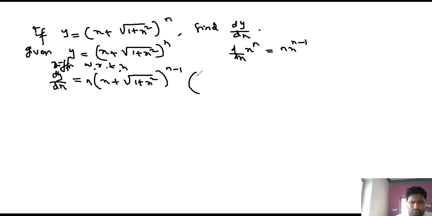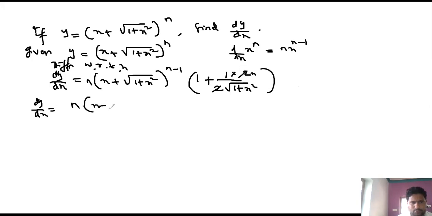The derivative of x is 1, plus, here first a square root function is there, then 1 plus x square. The derivative of the square root function is 1 divided by 2 root x. Now, what is the derivative of 1 plus x square? That is 0 plus 2x, which is 2x. These two get cancelled.